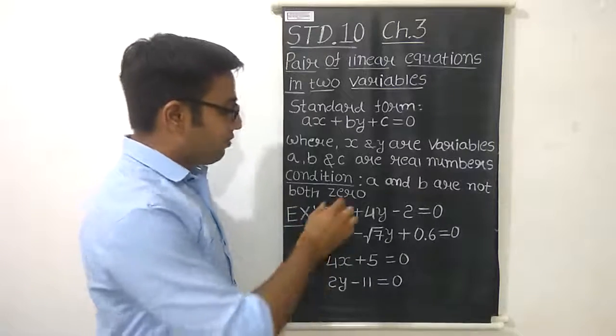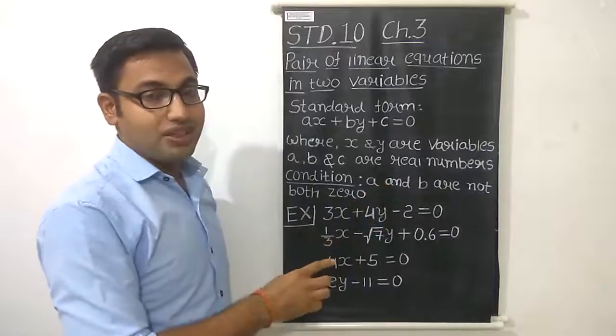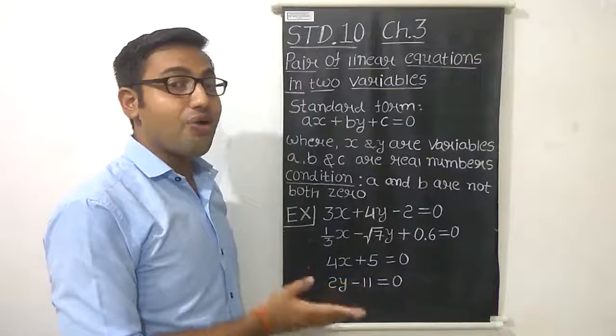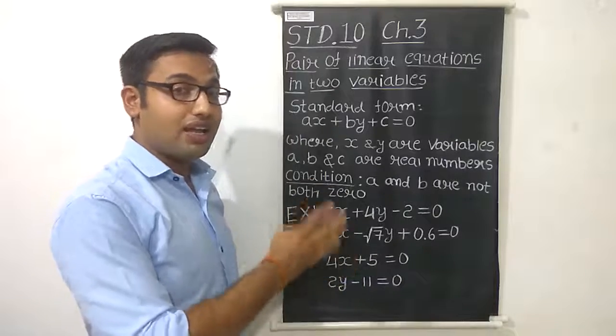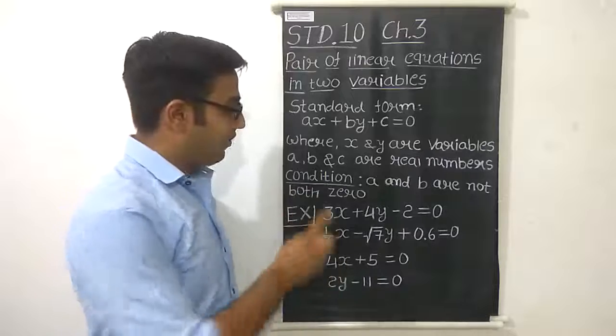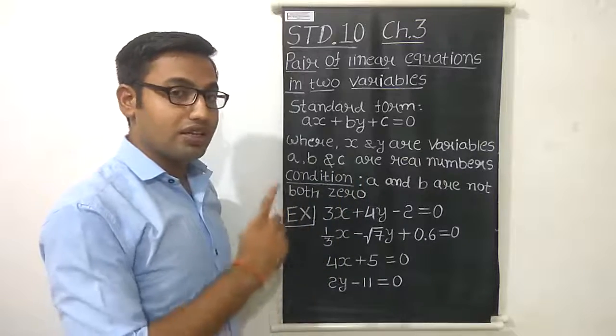Now if both a and b are 0, then there is no variable, and if there is no variable, then how can we draw the graph for that equation? Actually it does not form any equation if a and b are both equal to 0 at the same time, right?